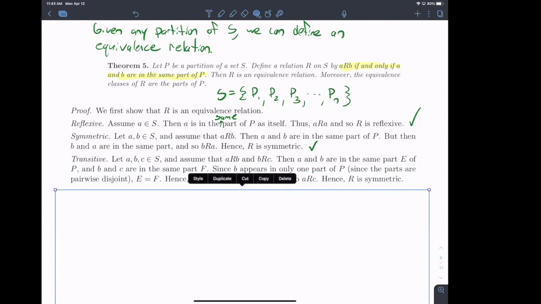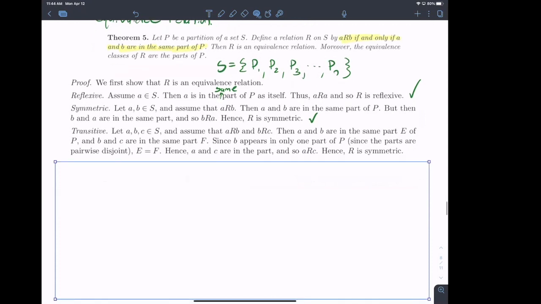And then for the transitive property, we would take three elements. We're going to assume A is related to B, and then B is related to C. Hopefully this is also pretty quick. It follows that if A is in the same part as B and B is in the same part as C, then A and C should be in the same part. And that gives us the transitive property.